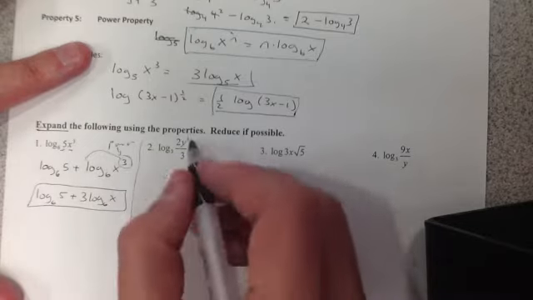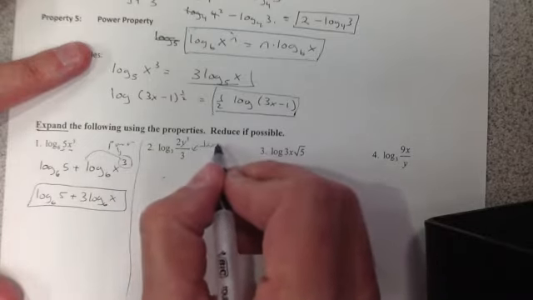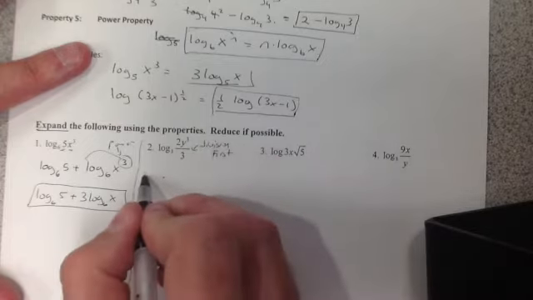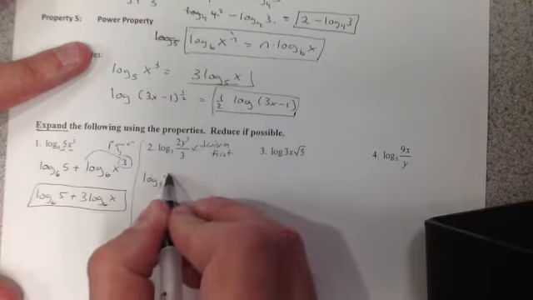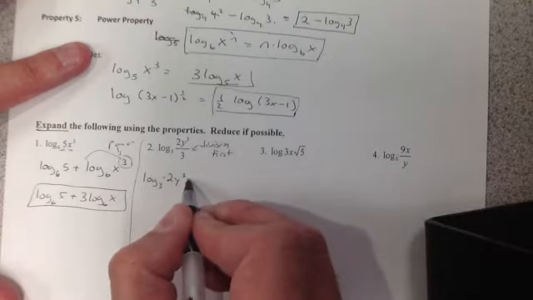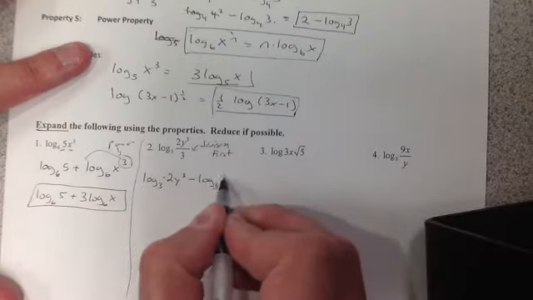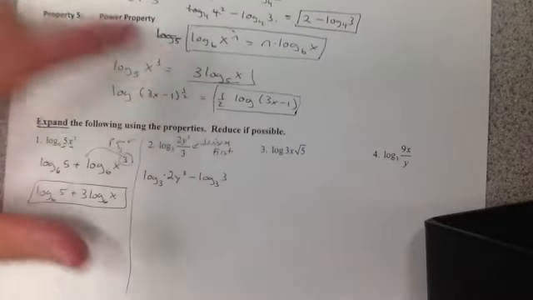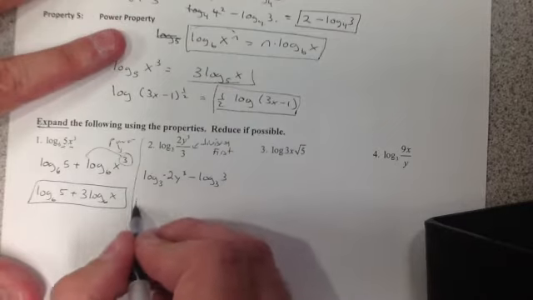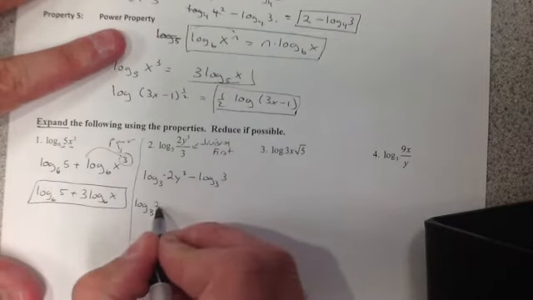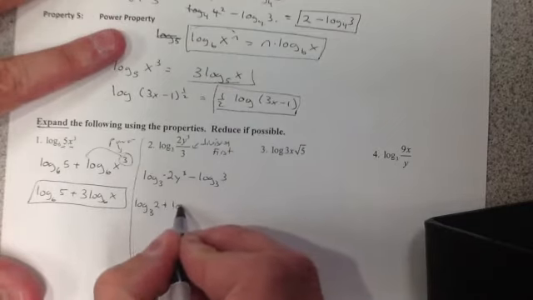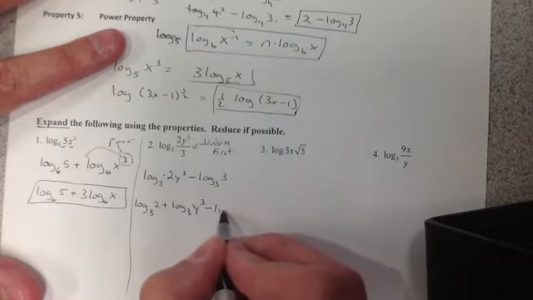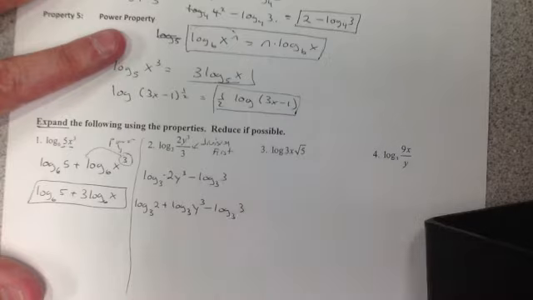So what I tell students to do first is division first, which means I'm going to write this as the log base 3 of 2y cubed minus the log base 3 of 3. We'll talk about what that becomes in just a few moments because they are asking us to reduce here. Next, we get the log base 3 of 2 plus the log base 3 of y cubed minus the log base 3 of 3.